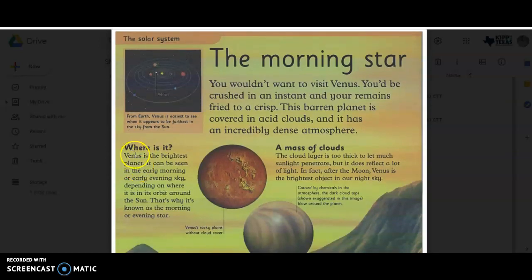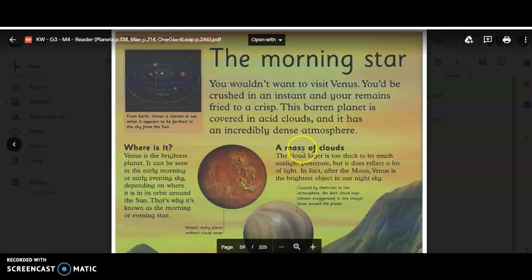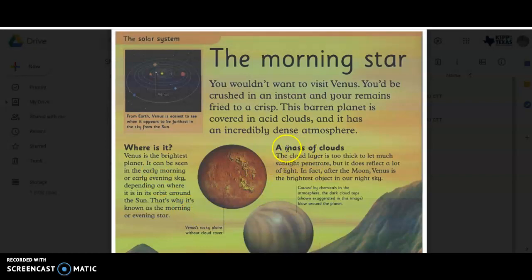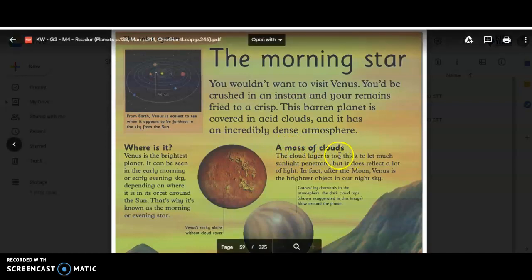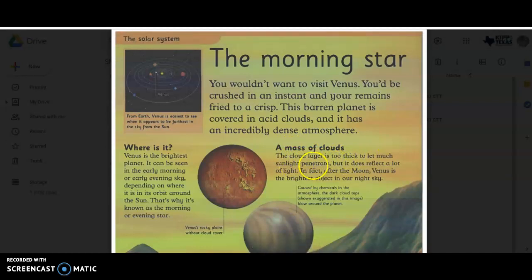So where is it? Venus is the brightest planet. It can be seen in the early morning or early evening sky, depending on where it is in its orbit around the sun. That's why it's known as the morning or evening star. So since we can see it in the morning or in the evening, we call it the morning star. Let's go ahead and go to this next little subheading, a mass of clouds. The cloud layer is too thick to let much sunlight penetrate, but it does reflect a lot of light. In fact, after the moon, Venus is the brightest object in our night sky.